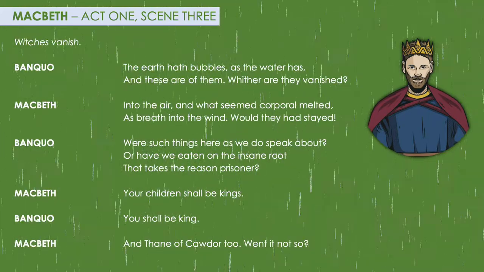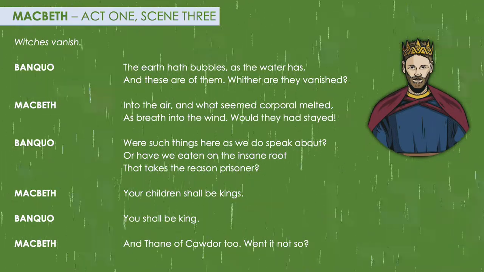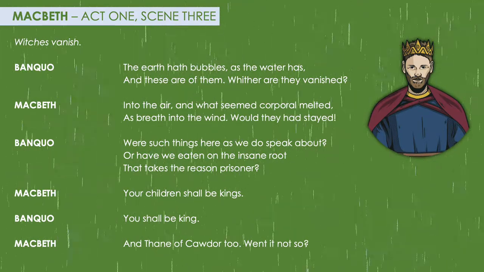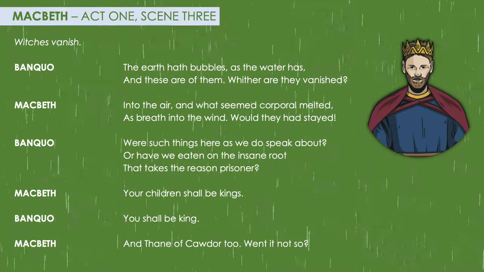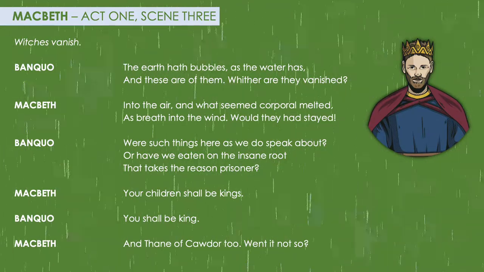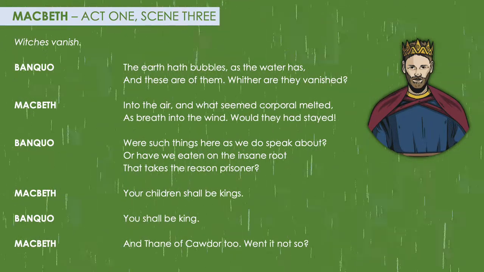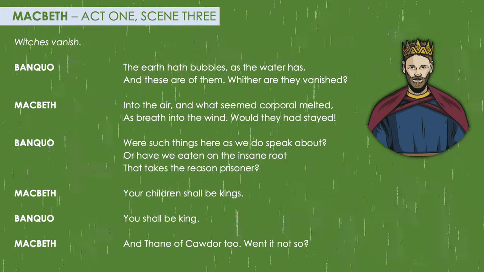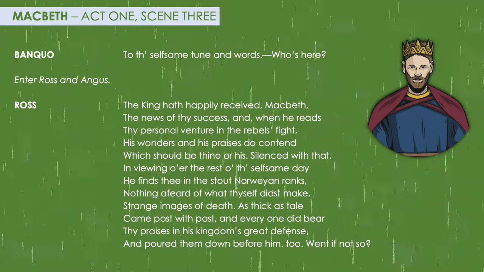Witches vanish. The earth hath bubbles, as the water has, and these are of them. Whither are they vanished? Into the air, and what seemed corporal melted as breath into the wind. Would they had stayed! Were such things here as we do speak about, or have we eaten on the insane root that takes the reason prisoner? Your children shall be kings. You shall be king. And Thane of Cawdor too, went it not so? To the selfsame tune and words. Who's here?